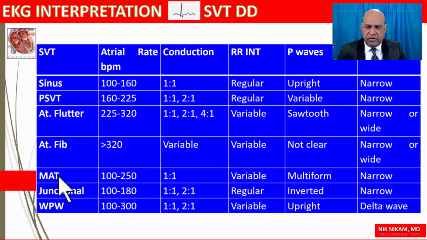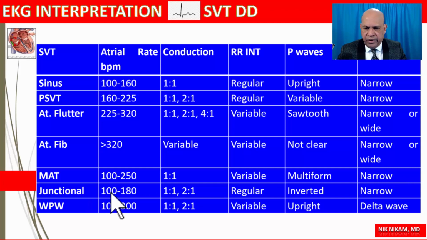Multifocal atrial tachycardia. This is an important one, especially if we are dealing with patients with chronic lung disease or COPD or pulmonary hypertension, and their heart rates are between 100 to 250. And here we could have 1:1 conduction from the P to QRS. The most important characteristic with multifocal atrial tachycardia is we do see P waves preceding each QRS complex, and these P waves are of multiform nature. The RR intervals can be variable, and the QRS complexes are usually narrow, and the QRS amplitude may also vary from beat to beat.